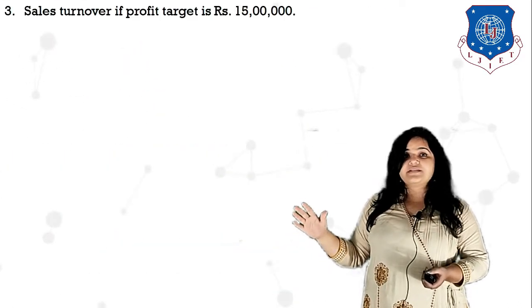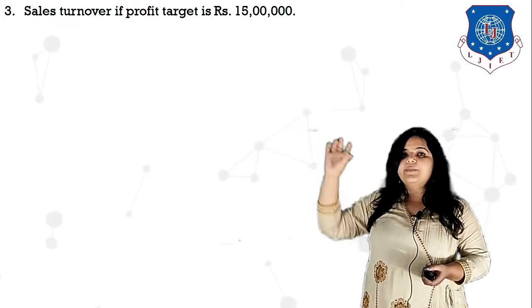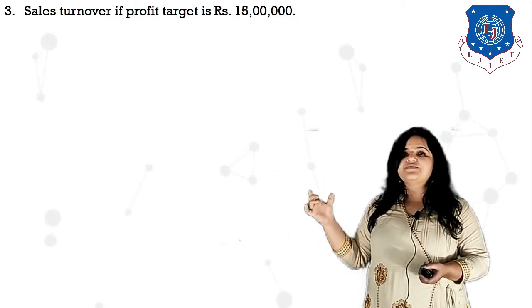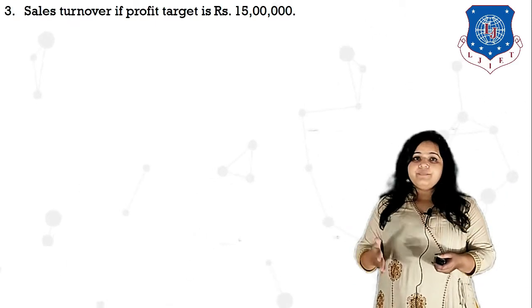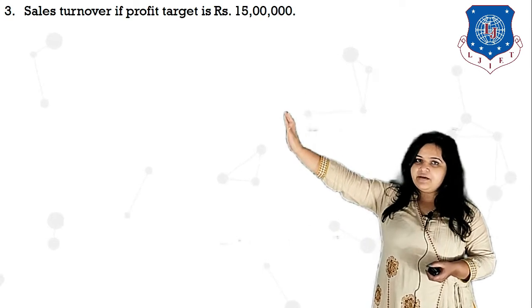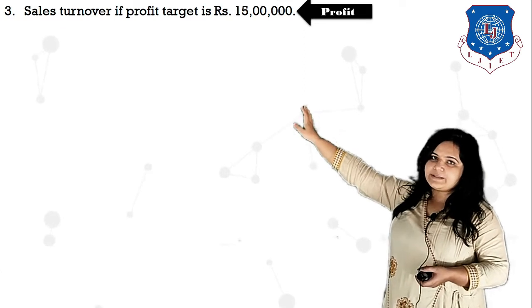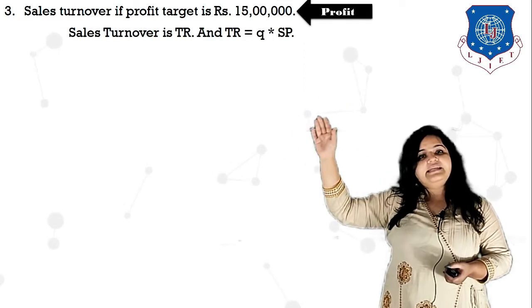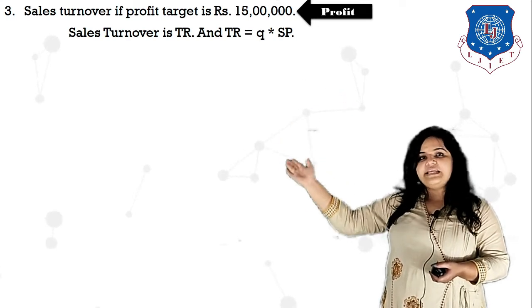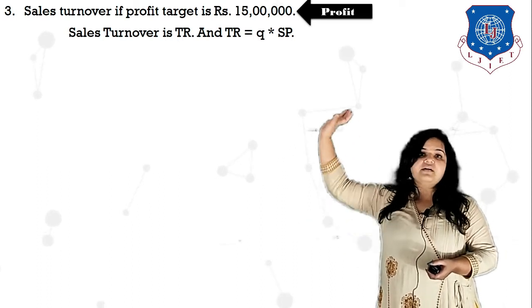Moving forward towards the third question. The third question is asking you what is the sales turnover if profit target is rupees 15 lakhs. So the question here is how much total revenue should be generated to receive a total profit of 15 lakh rupees. Now TR is Q into SP. We already know that selling price is equal to 200 rupees. It is already given in the question. But again here Q is unknown.